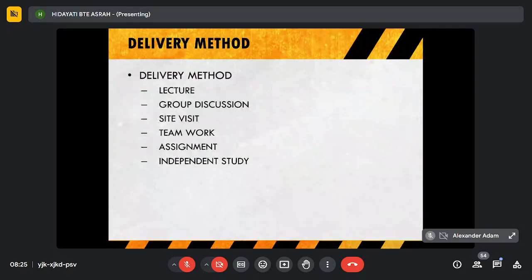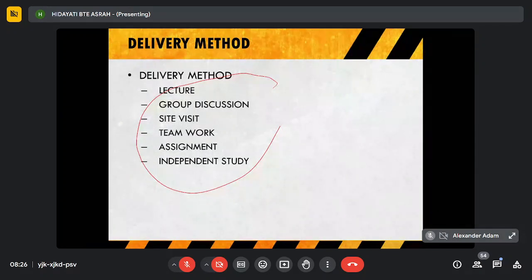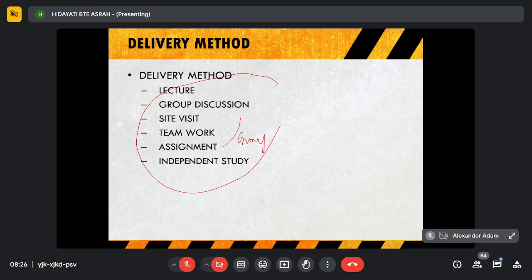The course delivery method will be presented through a blend of instructional methods, which include lectures, both online and physical face-to-face. You also will have group discussions because your assignment will be a group project, with teamwork. The assignment is a group project. And there is independent study. So that is the course delivery method.